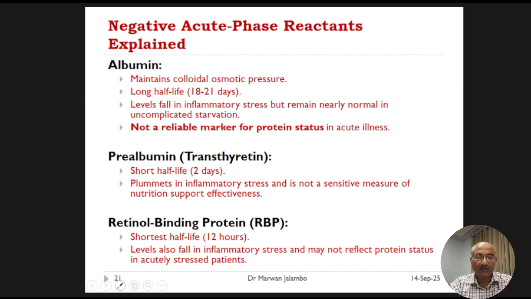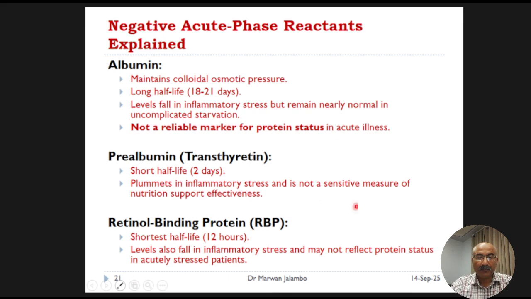So prealbumin, also called transthyretin, has a much shorter half-life of 2 days. Because of this, it was once thought to be a good marker of short-term nutritional changes. However, we know that it is also blunted during inflammatory stress and is not a sensitive measure of how well nutrition support is working.